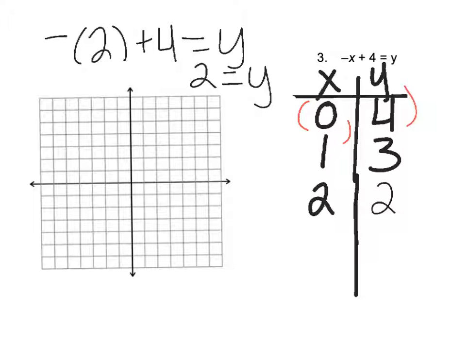Just look at it that way. And then I can plot them. So 0, 4. It's going to be there. 1, 3. And 2, 2. I then can make another line from that. We'll go right through there, and then I won't forget to add my arrows. Excellent.